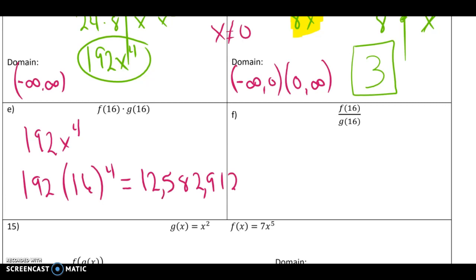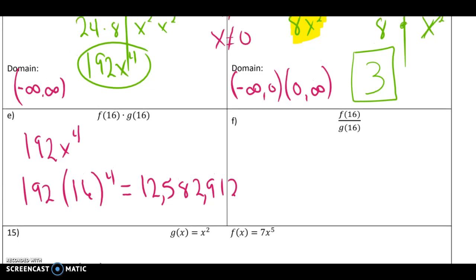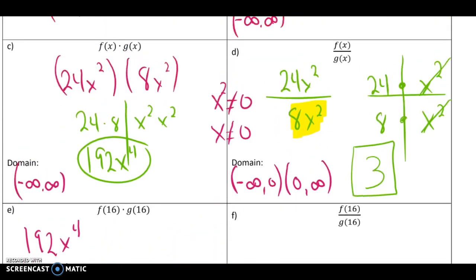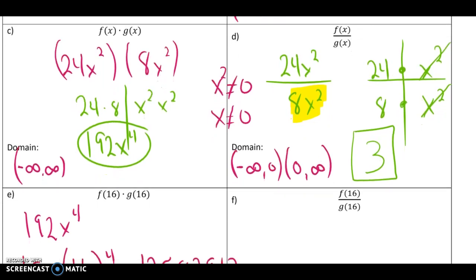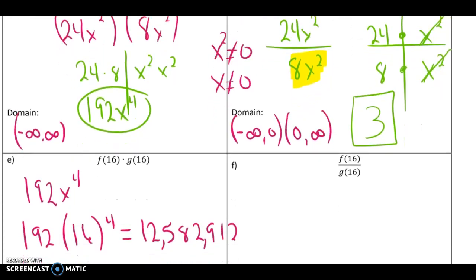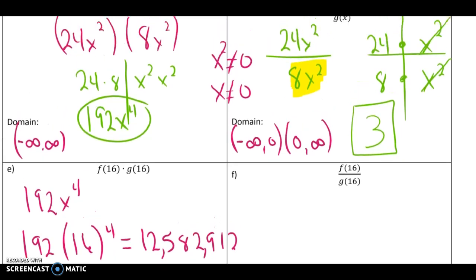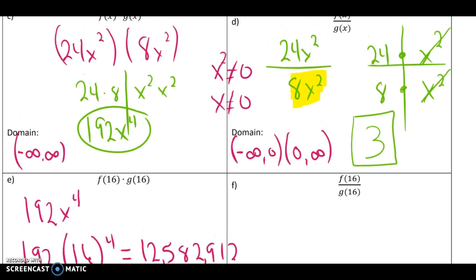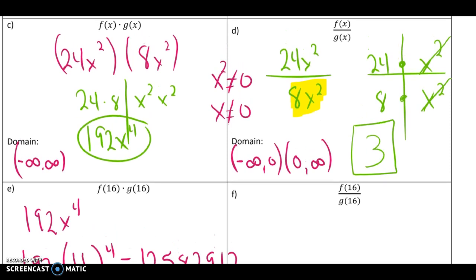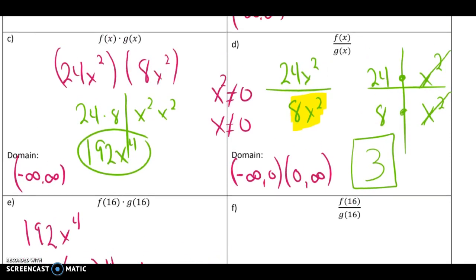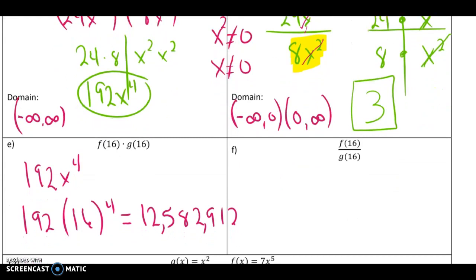Okay? And then you can do the same idea for f. Since you already divided up here in D, and you ended up getting 3, the idea again is that you can just take your final result of D and put 16 in. Now what ended up happening on D is the x squareds actually canceled out, if you recall here, and we were left with 3. So that's what you'll end up with on F, is the answer of 3.